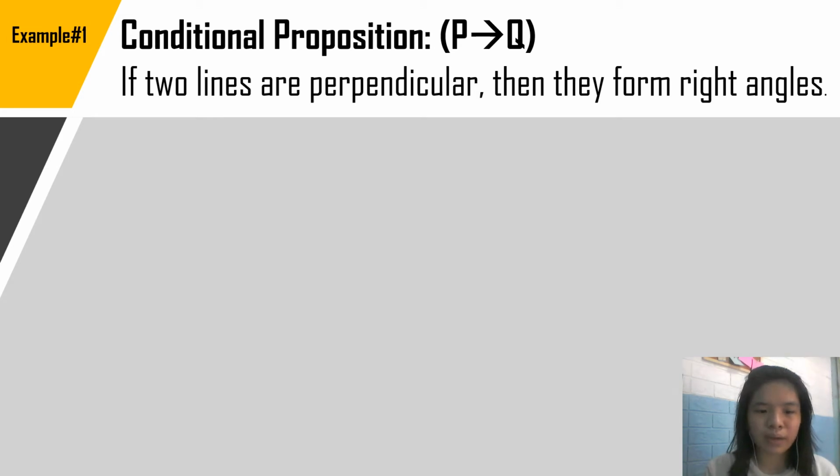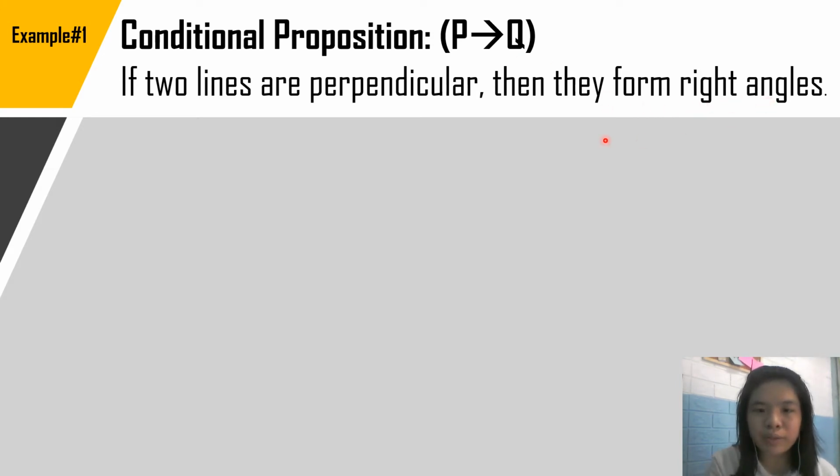Let us go to our first example: if two lines are perpendicular, then they form right angles. We have here a conditional proposition, or an if-then statement. The first thing we need to do is to identify our hypothesis and our conclusion. P is our hypothesis, the if statement, and the then statement is our conclusion. So our hypothesis here is that two lines are perpendicular, while our conclusion is that they form right angles.